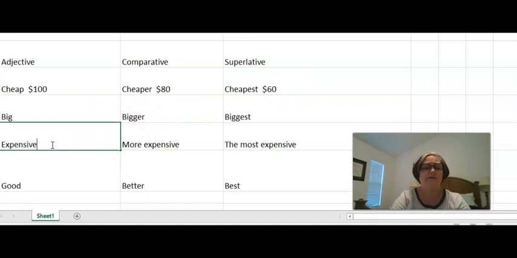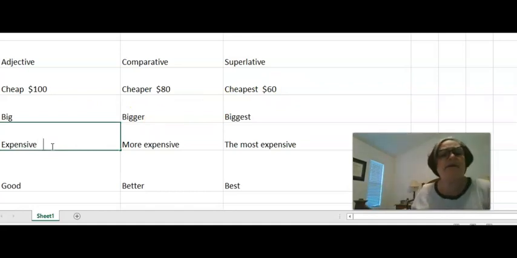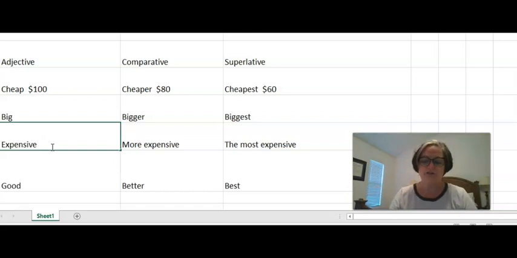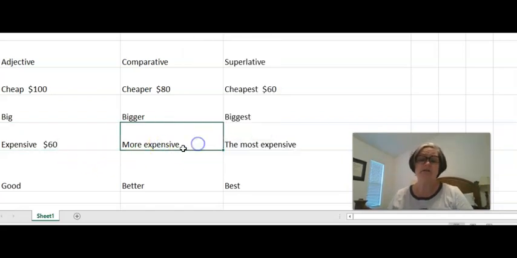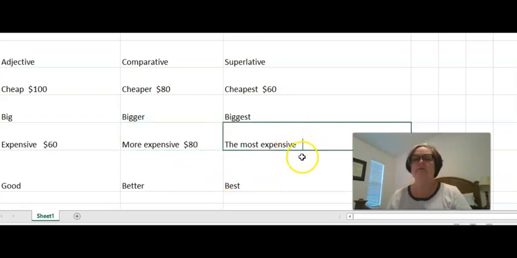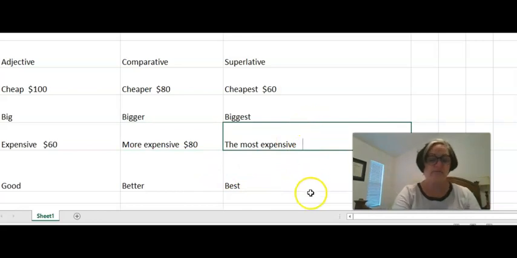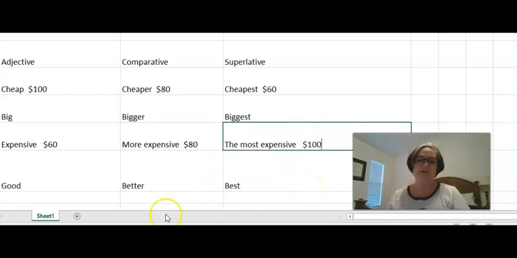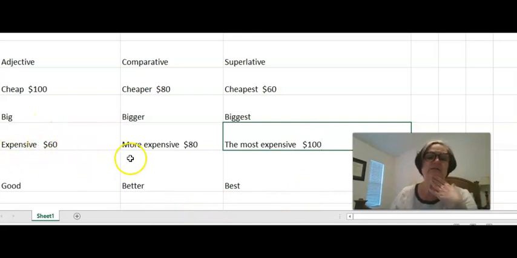So let's do the same thing for expensive. Let's say I wanted to buy a shirt and it was $60. That's pretty expensive for a shirt. But let's say I found another shirt at the mall at one of the big department stores and it was $80. But then I went to, let's say, Macy's and found a Michael Kors shirt and it was $100. So expensive is 60, more expensive is 80, and the most expensive would be 100, right?